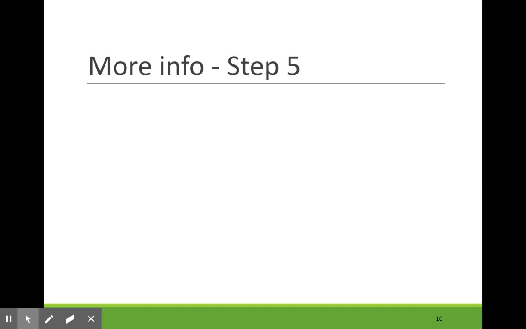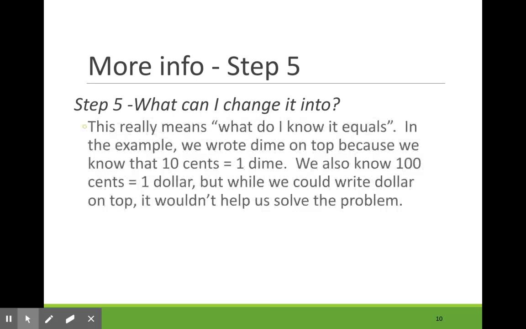More information on step 5. What can I change it into? This really means, what do I know it's equal to? Okay, so in this example, we wrote dimes on top because we know that 10 cents is equal to 1 dime. We also know that 100 cents is equal to $1. But while we could write dollar on top, it wouldn't help us solve the problem. Again, it would take more steps to get to the same answer. So again, what do I know it equals to?